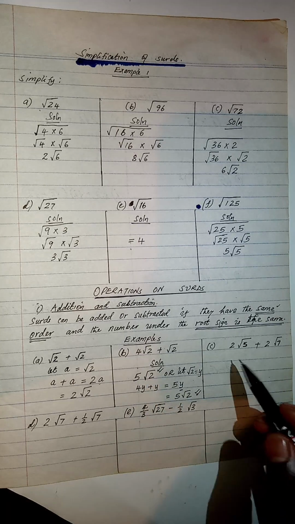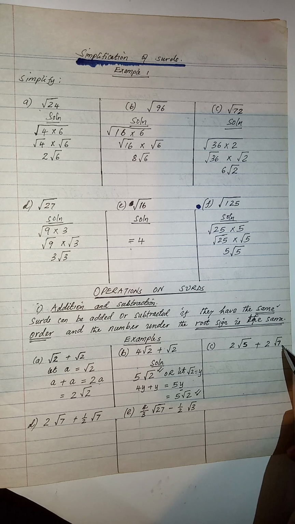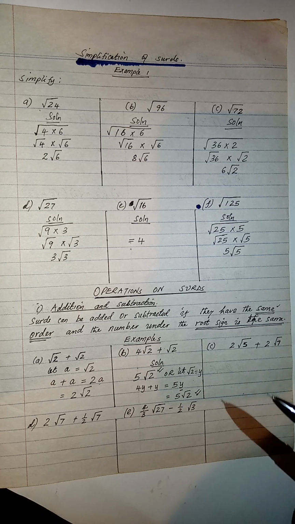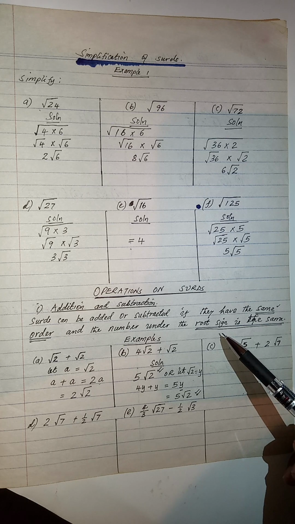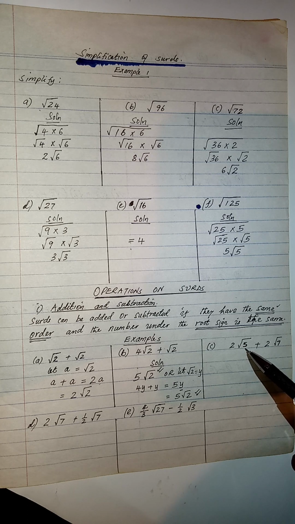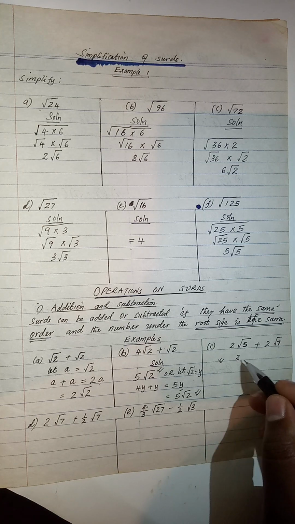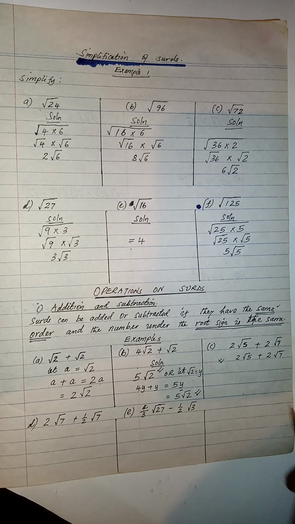So next, part C, we have 2 root 5 plus 2 root 7. So let us check whether it can be added. Number one, we must check the order of the surds. The order of this surd is 2, and the order of this surd is also 2, so they have the same order. We check whether they have the same number under the root sign. The number here under the root sign is 5, and the number here is 7, so we cannot add the two surds. The surd is in its simplest form, so we can say that the answer is 2 root 5 plus 2 root 7, because the numbers are different. This is 5, this is 7, so we cannot add the two.